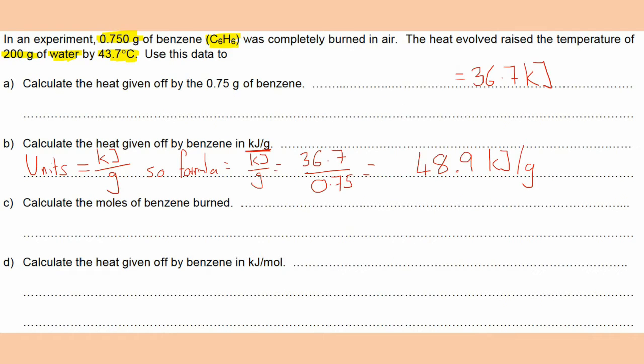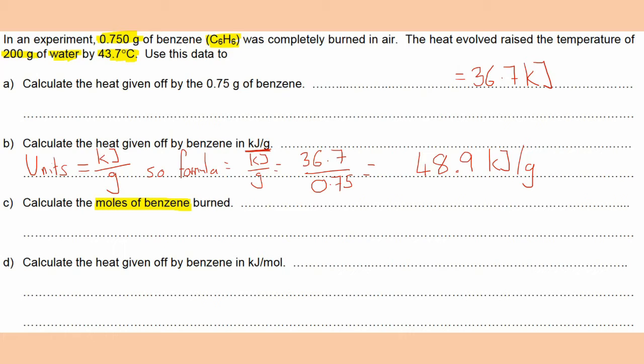So part B, calculate the heat given off by benzene in kilojoules per gram. The hint is you've got the units here, kilojoules per gram, so it's kilojoules divided by grams. So the formula is the number of kilojoules divided by the number of grams. It's 36.7, because that's the number of kilojoules we calculated, divided by the mass in grams, 0.750, and if you calculate that, it comes out as 48.9 kilojoules per gram.